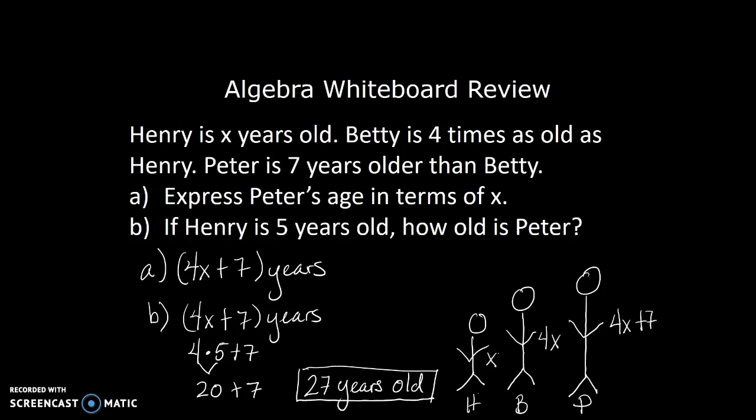Betty is 4 times as old as Henry. Great. We know Betty's age. It's 4X. And then Peter is 7 years older than Betty. Then we were able to just write down Peter's age just so easily. If we would have tried to jump to this step from all of these pieces of information up here and just write the algebraic expression, maybe for some people that wouldn't be hard, but for a lot of us that would be really difficult. And so I just really want to encourage you to use your modeling and draw your pictures, because it just makes your life so much easier.